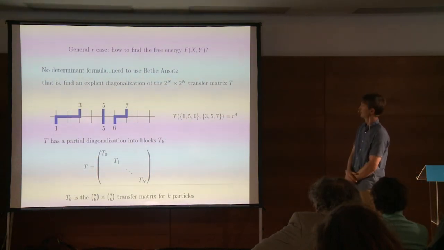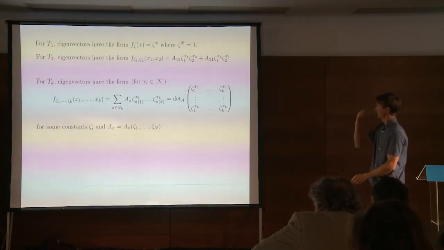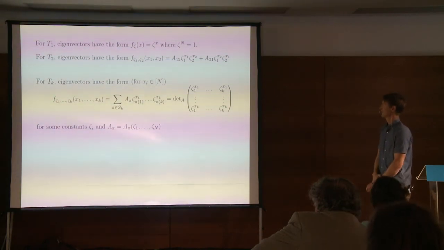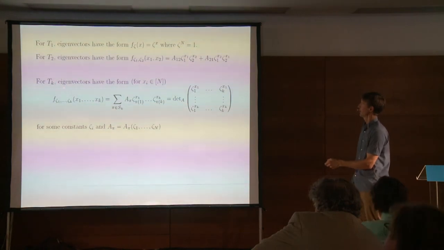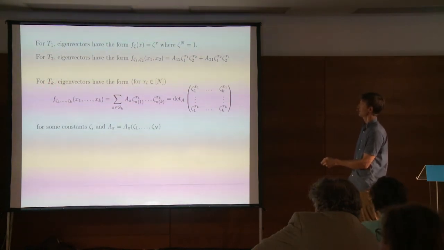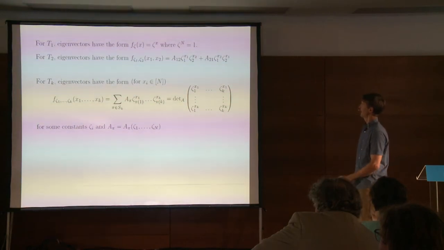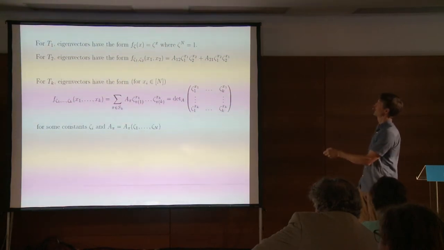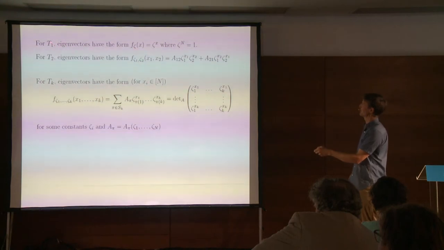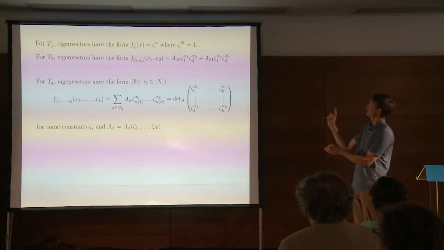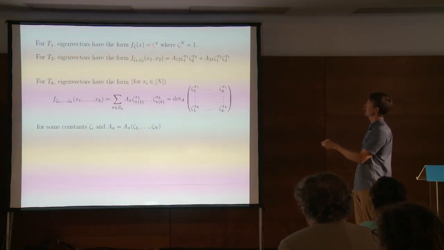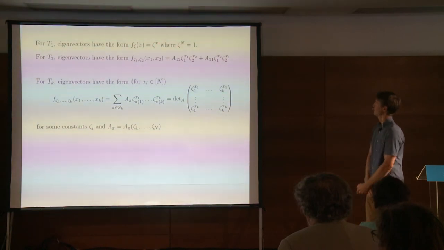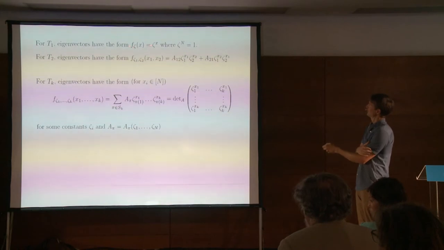And the Bethe ansatz, Bethe's great idea, is that we can actually write down an explicit diagonalization of this matrix. So he postulated that the eigenvectors for each of these matrices have a particular form. Let me just go over this very quickly. If there's only one particle, then the matrix is just a circulant matrix. It has this circular symmetry, and the eigenvectors have to be of the form zeta to the x, where zeta is an nth root of 1. N is the circumference again. So there's really nothing to do in that case.